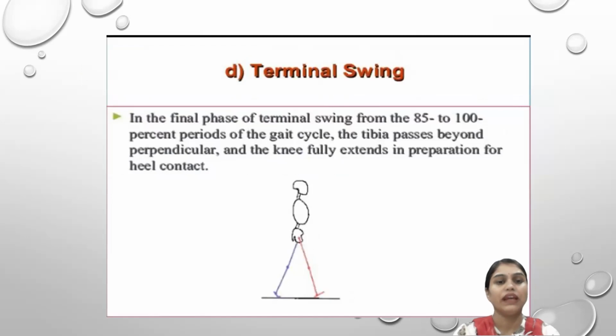Terminal swing. In the final phase, terminal swing, from the 85 to 100% period of the gait cycle, the tibia passes beyond perpendicular and the knee is fully extended in preparation for heel contact.